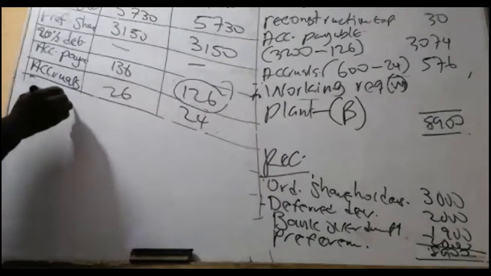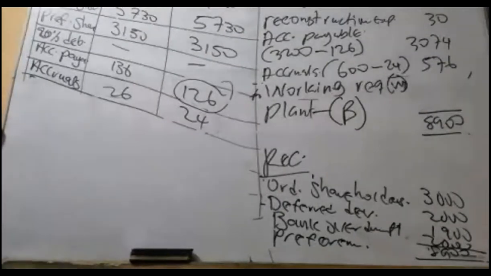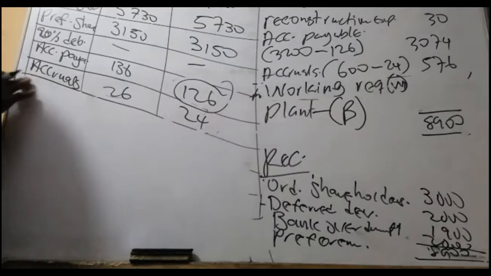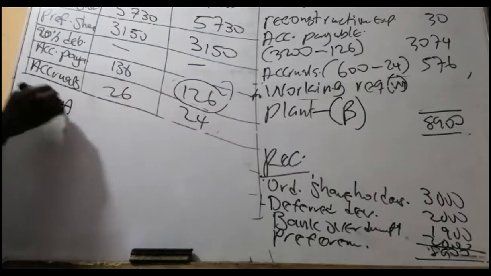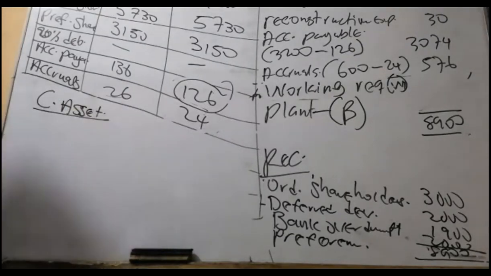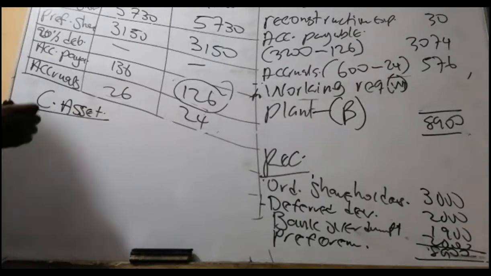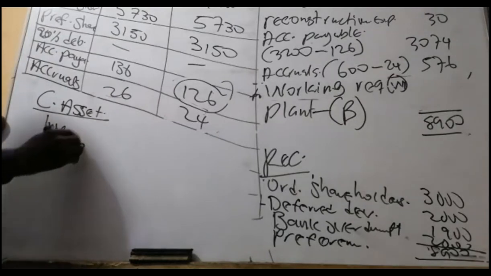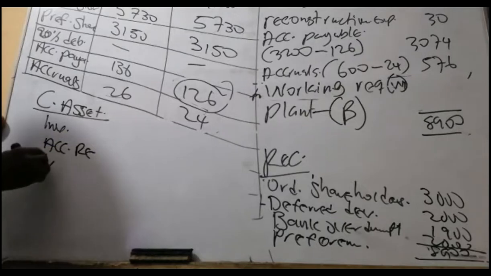So first, write the current assets here. Or you can start with your current liability. Current assets. In a new business, what will be the current assets? Inventory and account receivable, right? There's no cash. You don't have cash here. So inventory and account receivable. Leave here. This is the working capital requirement.